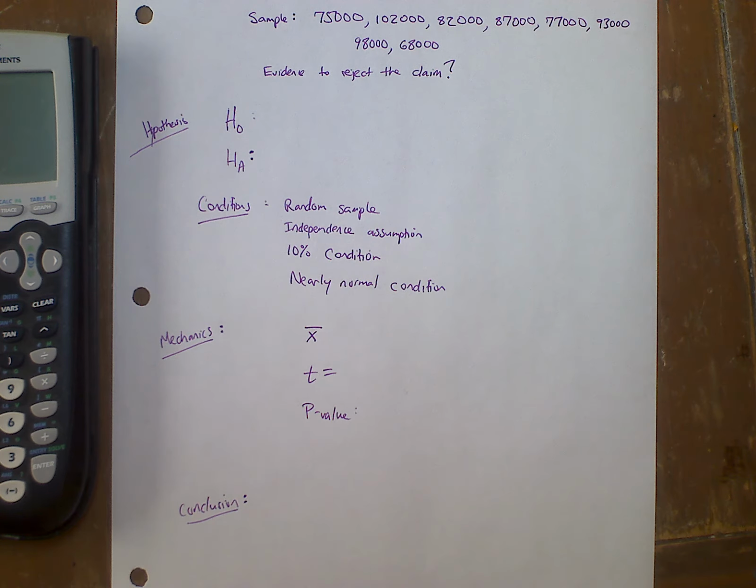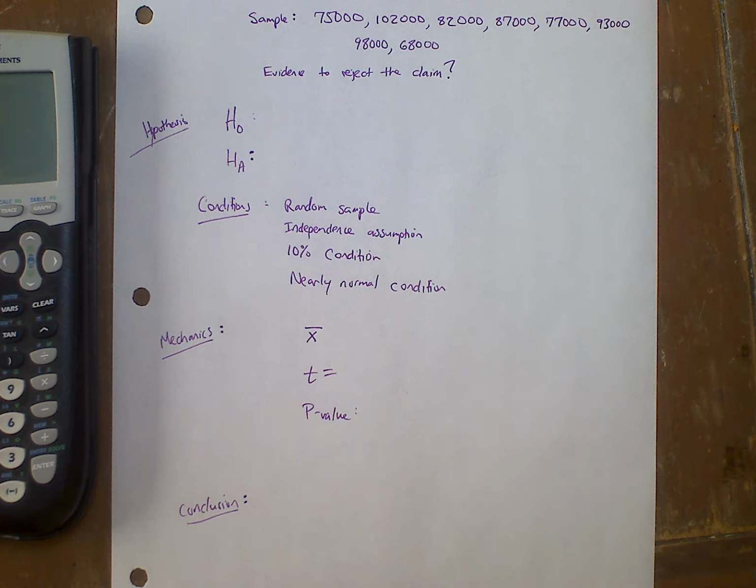A local chamber of commerce claims that the mean sale price for homes is $90,000. A real estate salesperson notes a random sample of 8 recent sales listed here: 75,000, 102,000, 82,000, 87,000, 77,000, 93,000, 98,000, and 68,000. How strong is the evidence to reject the Chamber of Commerce's claim?